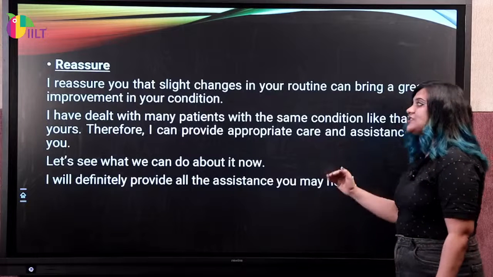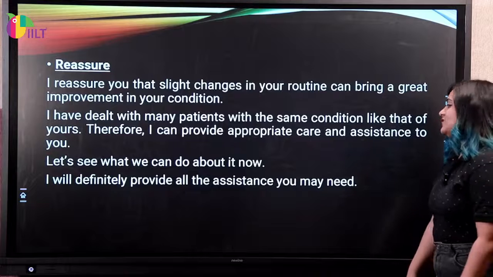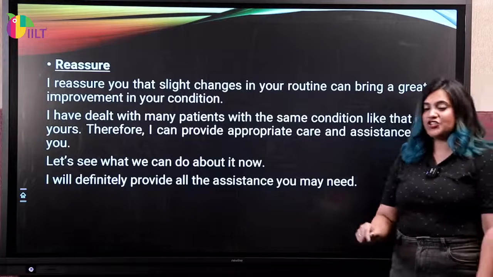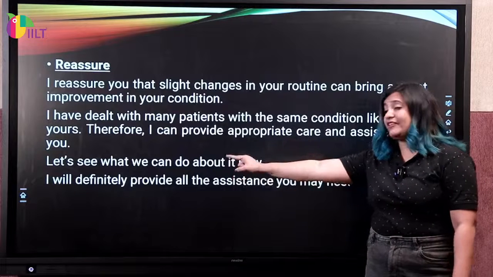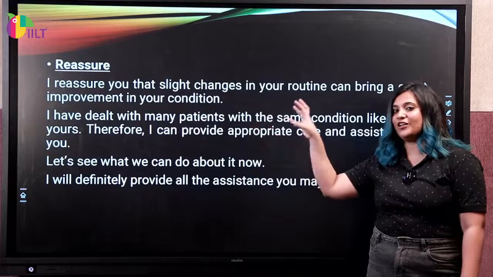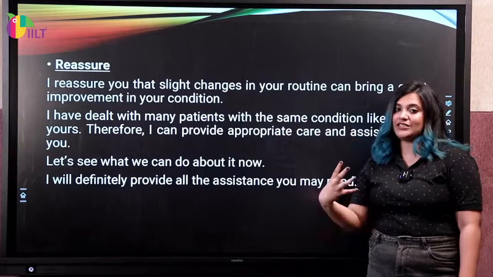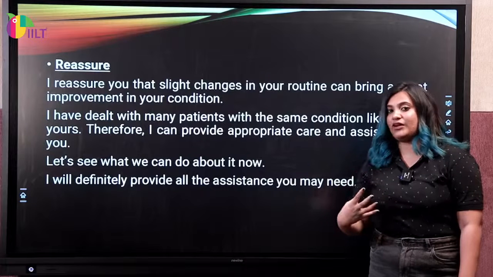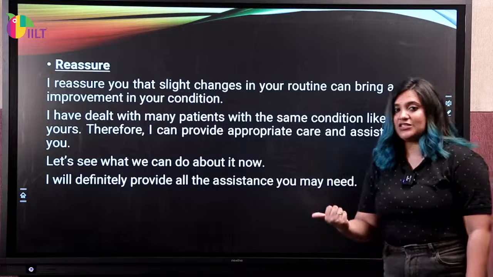Okay, and the last statement that you can use to reassure is I will definitely provide all the assistance you may need. You are reassuring the patient again that you will take care of the patient. That word definitely might look very simple, but it has a lot of power when it comes to assuring a person. Whenever you say I'll definitely take care of you or I'll definitely provide assistance to you, that gives a strong impact in the patient's mind as well.